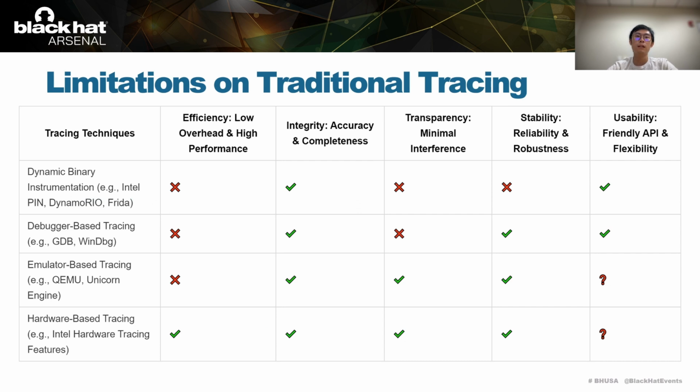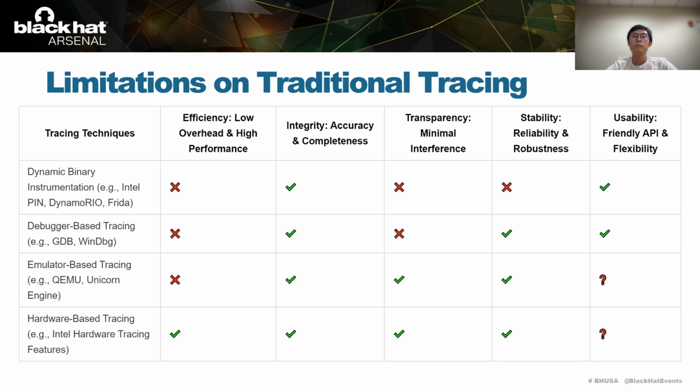So here comes the compare and contrast of the different tracing techniques introduced earlier, and their limitations. The first one is dynamic binary instrumentation. Here we have examples of Intel Pin, DynamoRIO, and FRIDA. For efficiency, because it is doing binary instrumentation, at every instruction being executed, it has to log or record the current status of the execution behavior of the program. So the efficiency is very low.